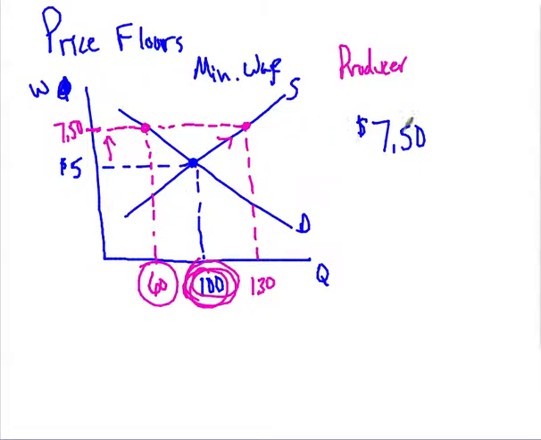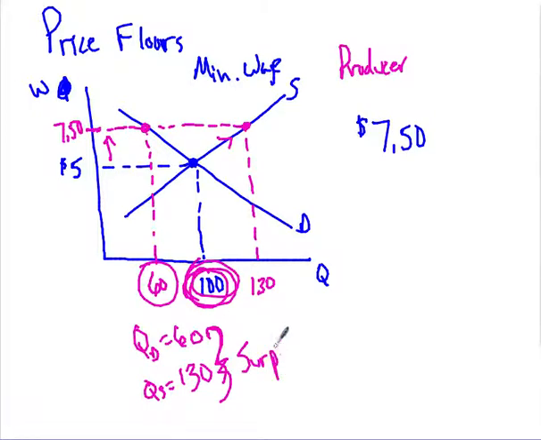Okay, so what we end up with is quantity demanded equals 60 and quantity supplied equals 130. When supply is greater than demand, we end up with a surplus.